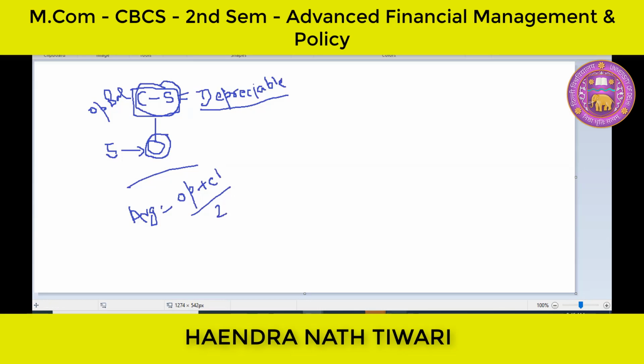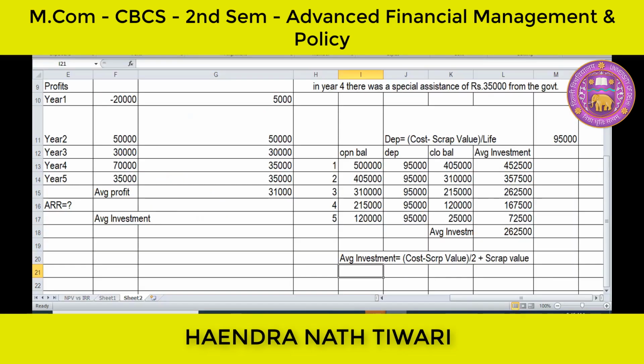Now look at the formula. What is written? Cost minus scrap value. This is your depreciable value, which will be depreciated over the useful life. So the opening balance is cost minus scrap value and the closing balance is 0. So if I write this plus 0 divided by 2, it is one and the same thing. Now why did I add the scrap value?